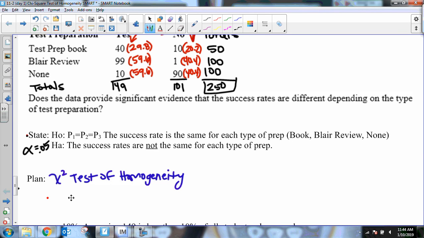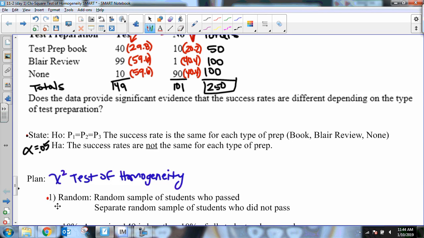So you guys should already know the first one is random, and again, because I'm checking two samples, I have to talk about both. Random sample of students who passed, and we did a separate random sample of students who did not pass. So notice I mentioned both samples were randomly taken. All right.